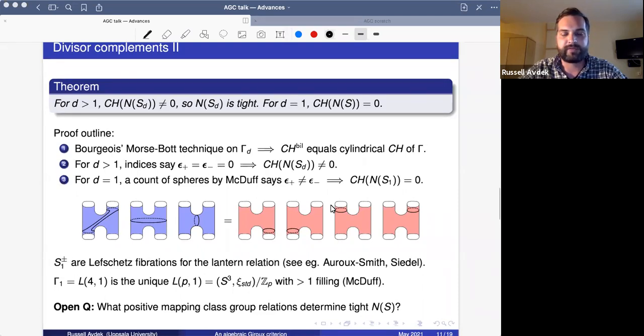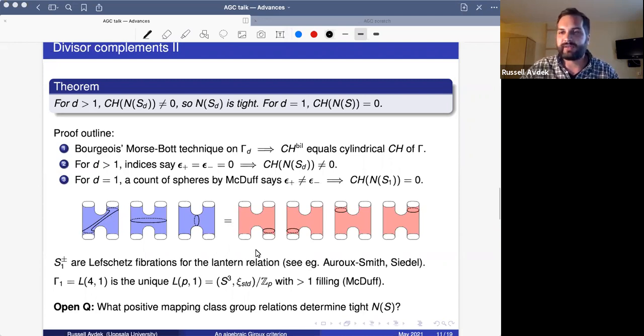The divisor complement in P2 is a Lefschetz fibration whose fiber is a 4-punctured sphere, and it has 3 vanishing cycles. And those correspond to half of the lantern relation. And on P1 times P1, we have a Lefschetz fibration whose fiber is a 4-punctured sphere. And this has 4 vanishing cycles. And this gives us the other half of the lantern relation.